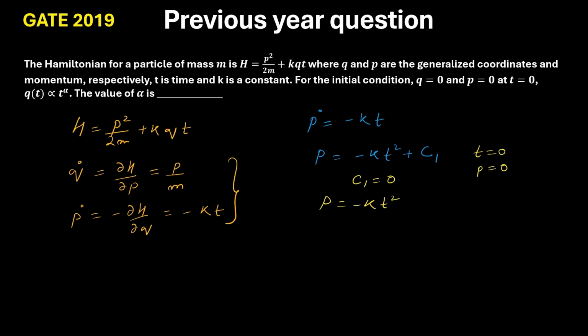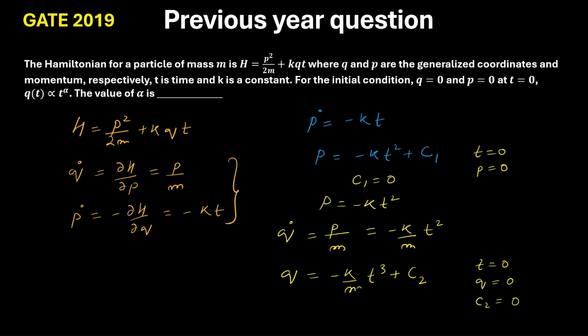Now let's come back to q dot. q dot is equal to p by m. So I can substitute this, it will be minus k by m t square. If you integrate this, then q becomes minus k by m t cube plus some constant C2. Now if I substitute the initial condition that t equals 0, q equals 0, so C2 will be 0. So from this I can write q is directly proportional to t to the power cube. So here alpha is 3.